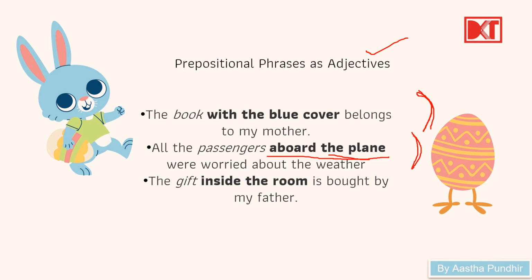Then again, the gift inside my room. Similar explanation, the preposition is inside. The room is the object, a noun. And then inside the room, completely together, is doing the job of an adjective by describing what? Describing the gift, the position of the gift. Alright. So that's how prepositional phrases act as adjectives.